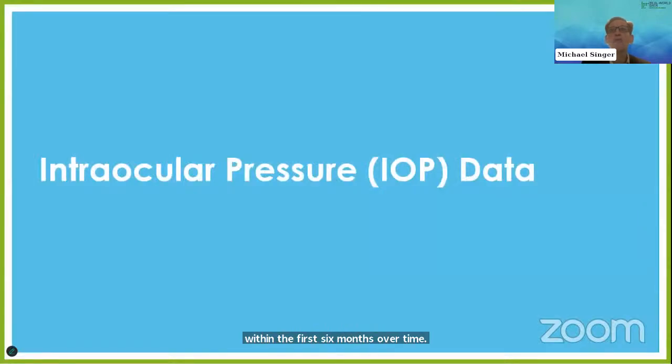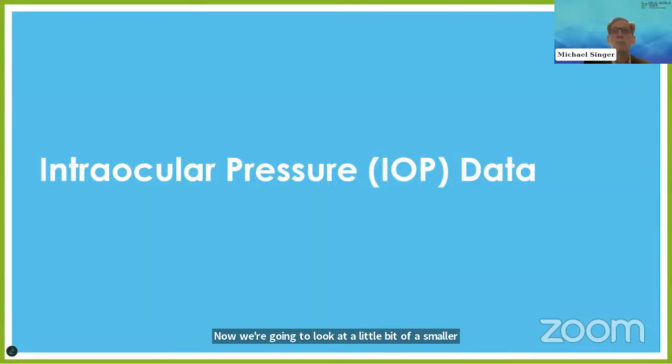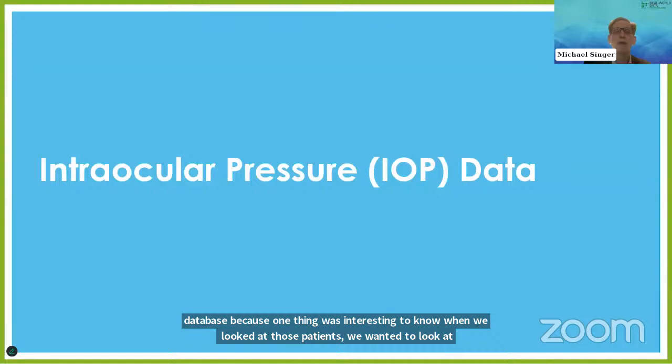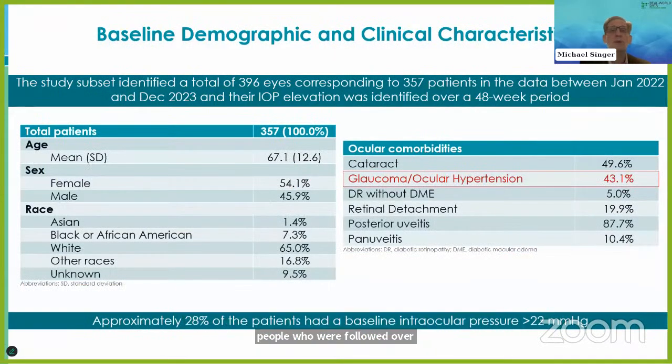Now we're going to look at a smaller database, because we wanted to look at people who were followed over time. When you look at the baseline demographics, which were really similar to the durability analysis as well, the numbers were relatively stable. What was interesting was that 43% of people had a diagnosis of glaucoma or ocular hypertension prior to the administration of suprachoroidal triamcinolone, and 28% of patients had a baseline intraocular pressure of greater than 22 when the study was started.